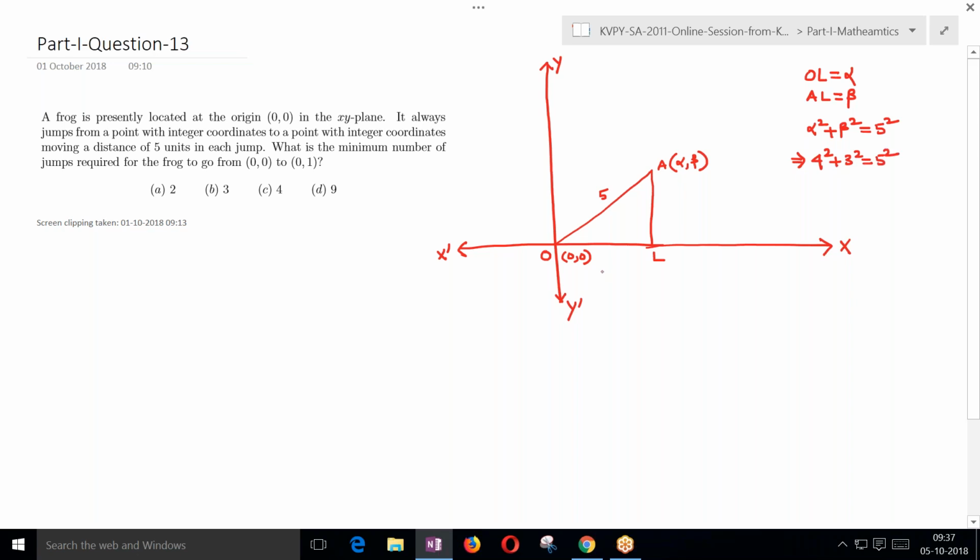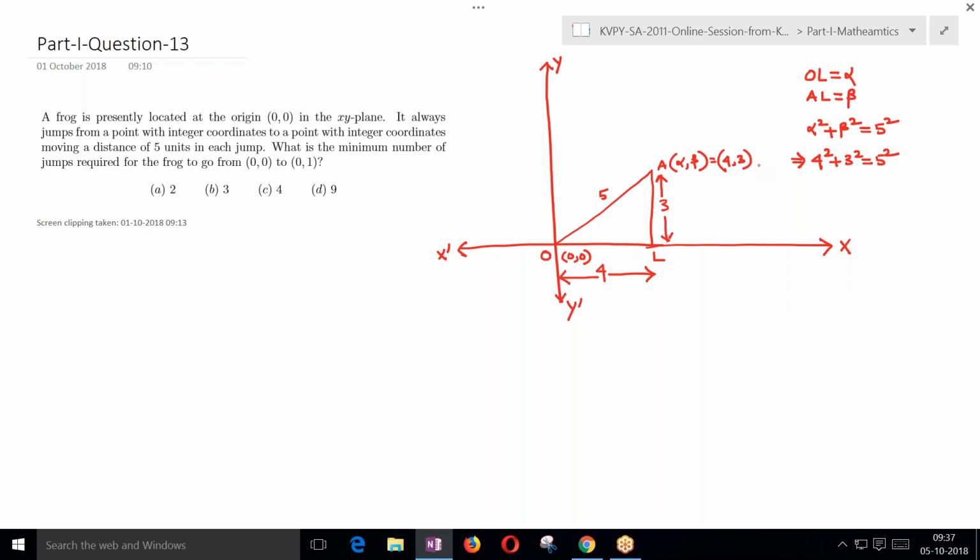That means we are considering OL is equal to 4 units, and we consider AL is equal to 3 units. So now we get the coordinate of alpha and beta is actually converted to 4, 3. Correct? So we get 4, 3. As we get it 4, then from this point A, again it will jump to an integer coordinate.